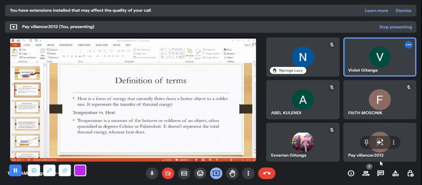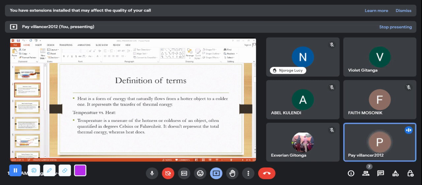Okay, as for me, I have learned about the definition of terms such as heat, which is a form of energy that naturally flows from a hotter object to a colder one. Then temperature, which is a measure of hotness or coldness of an object. That's correct. Any other member?